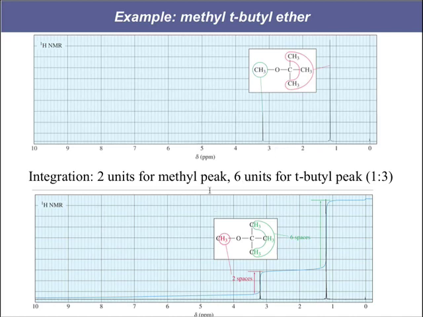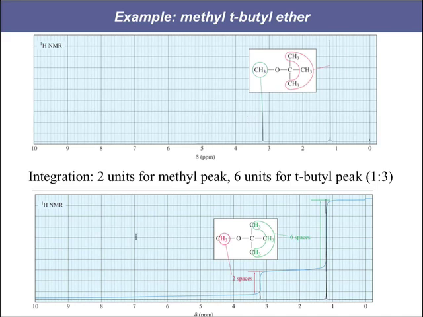If we integrate this, we have 3 hydrogens in our 3.2 peak, and we have 9 hydrogens in our 1.2 peak. So the integration should be 1 to 3. We should have 3 times more area under the big curve than the small curve.